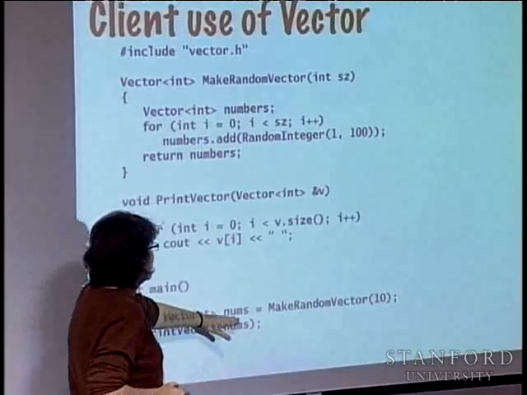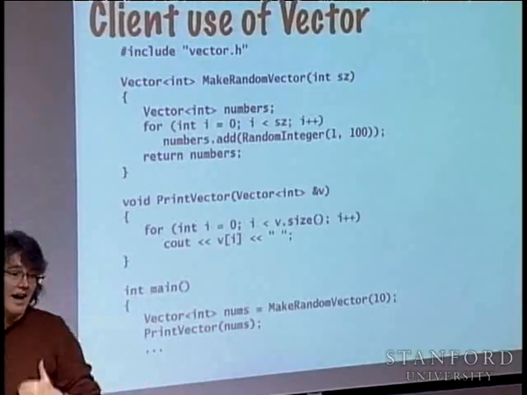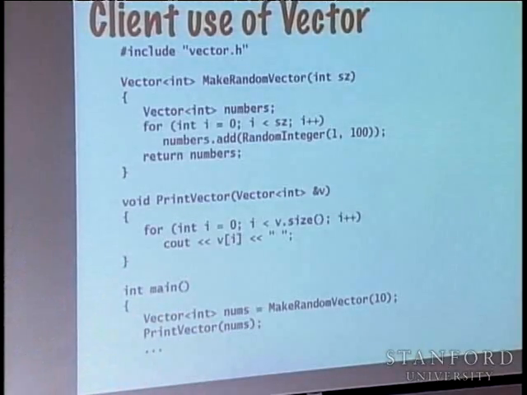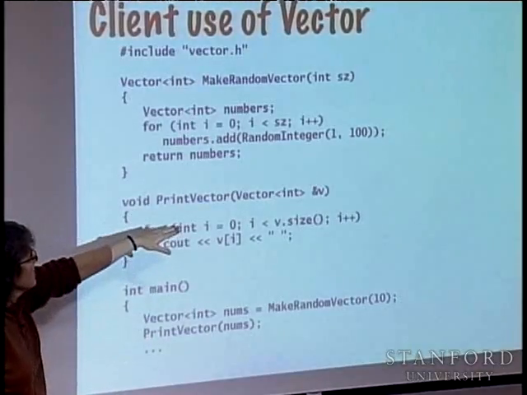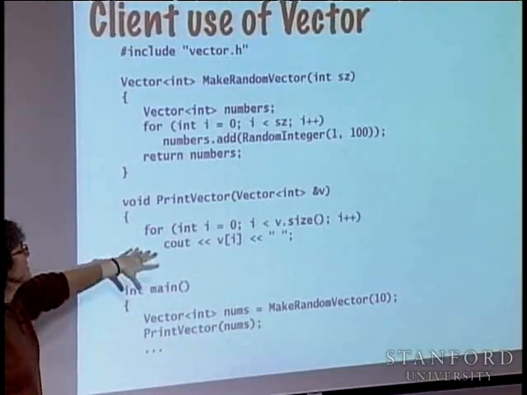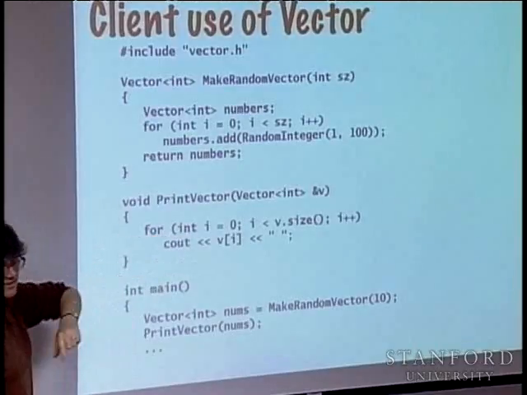And then when I'm down here and I'm saying nums equals makeRandomVector, it actually copied that 10 member vector into the variable being stored in main. So now I have a 10 member thing with some random contents. The next thing I did with it was pass it to another routine that was going to print it. And there I am getting that vector. And this time I'm accessing it in here by reference.